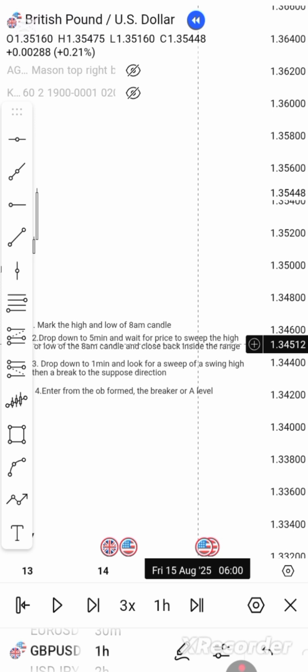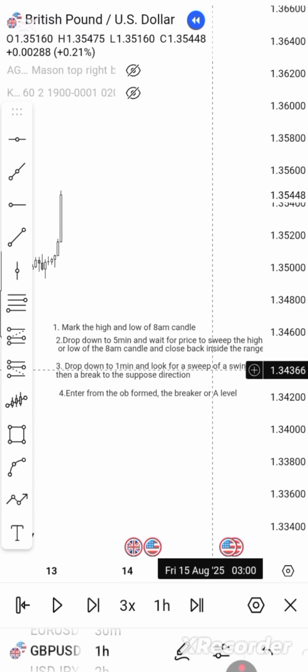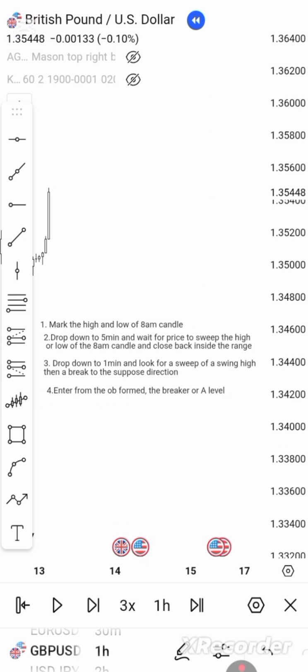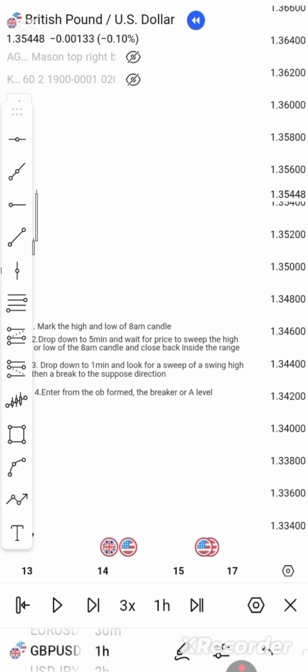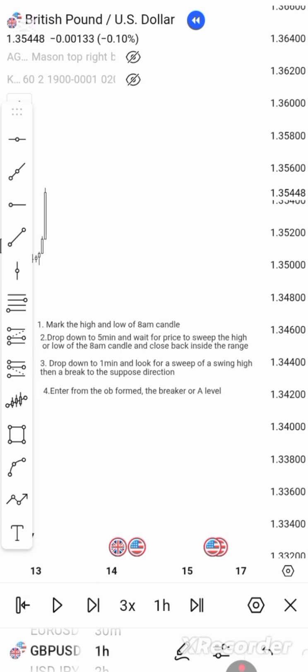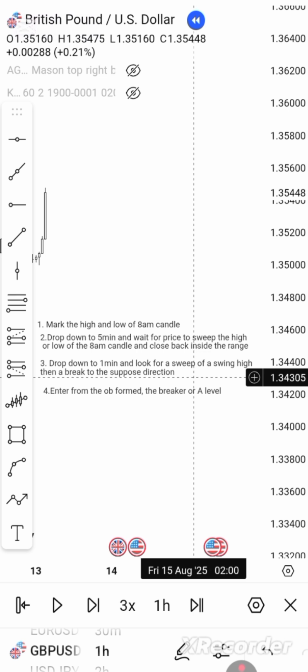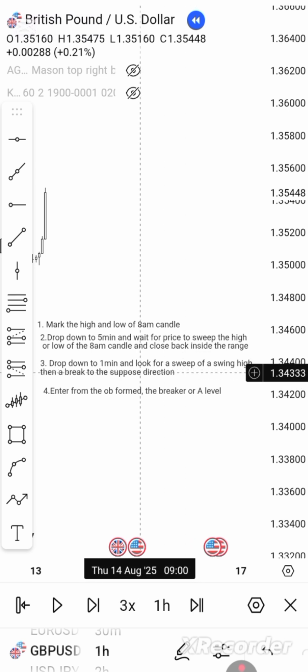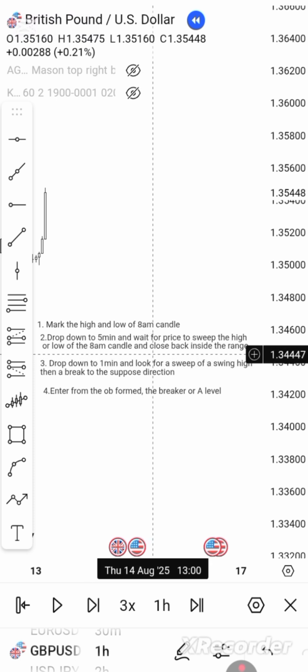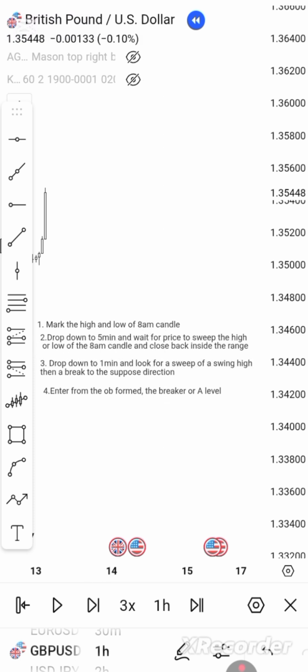Now I'll show you everything on the chart. Then after that, you drop to 1 minute and look for a sweep of a swing high or a swing low. You must look for a sweep. So if you are looking for a sell, you must look for the sweep of the swing high and then a break to the supposed direction. It might be that you want to buy or you want to sell, so that's why I put the supposed direction there. And then you enter from the OB formed, or a breaker, or an A level. Now take note of this. You can just write this down in your note, and then I'll show you the illustration on the chart so that you have a better understanding of it.